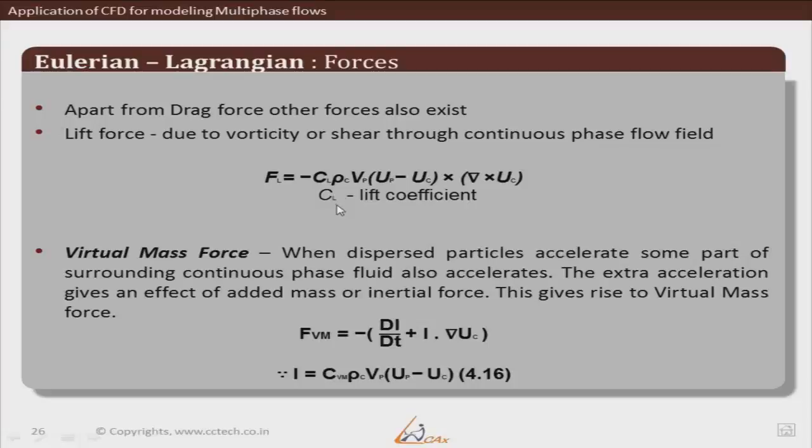Now there is some additional force in addition to drag and lift force, which is virtual mass force. When the dispersed particles accelerate, some part of the surrounding continuous medium or continuous phase also accelerates along with them, and this surrounding mass accelerating along with them gives an effect of extra acceleration or inertia of added mass. So this gives rise to some extra force in addition to lift and drag, which is termed as virtual mass force, which is taken into account by using its own configuration and related to the relative velocity between the primary and the secondary phase.